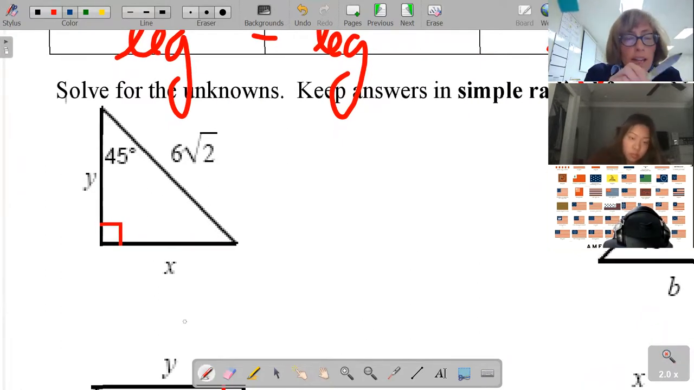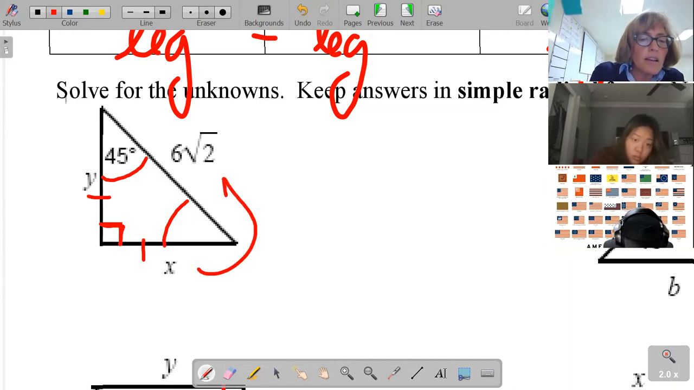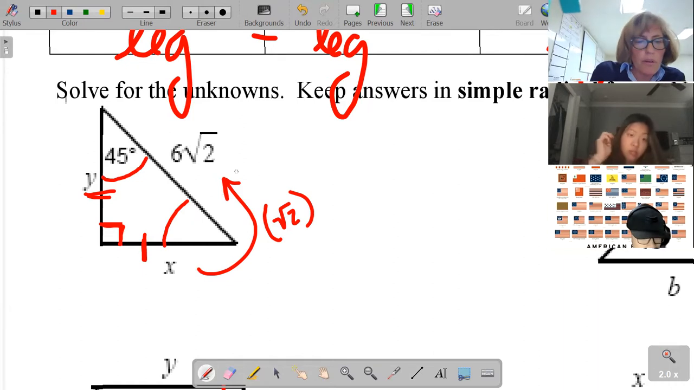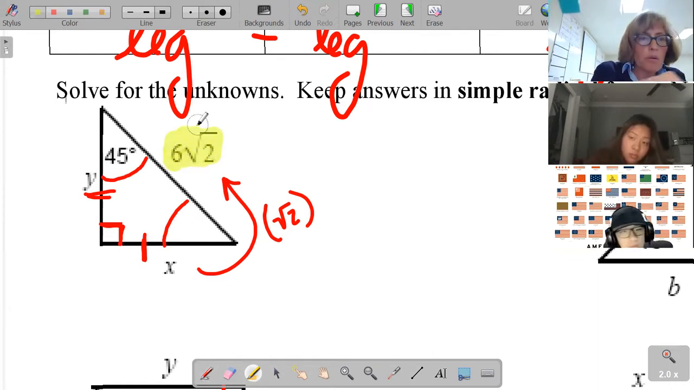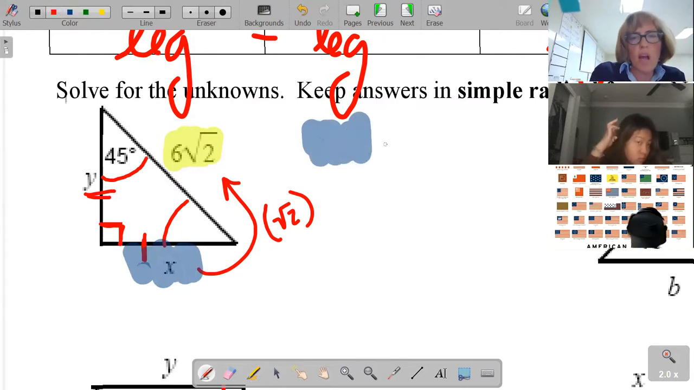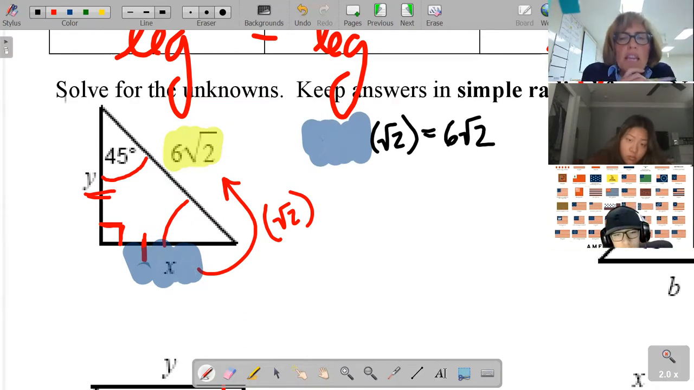Now watch. I chant and draw every single time. Watch what I do. I'll do it in red. 45, 45, 90, leg, leg, leg, root 2. So I sweep my 45s and my 90. The legs I hatch mark, and then I draw an arrow from a leg to the hypo, root 2. We have already the hypo. So what we're asking ourselves is this, put it in the margin: something times root 2 is 6 root 2. I want you to text me what you think the answer is. Go. Every single one of you, text me what you think that answer is.